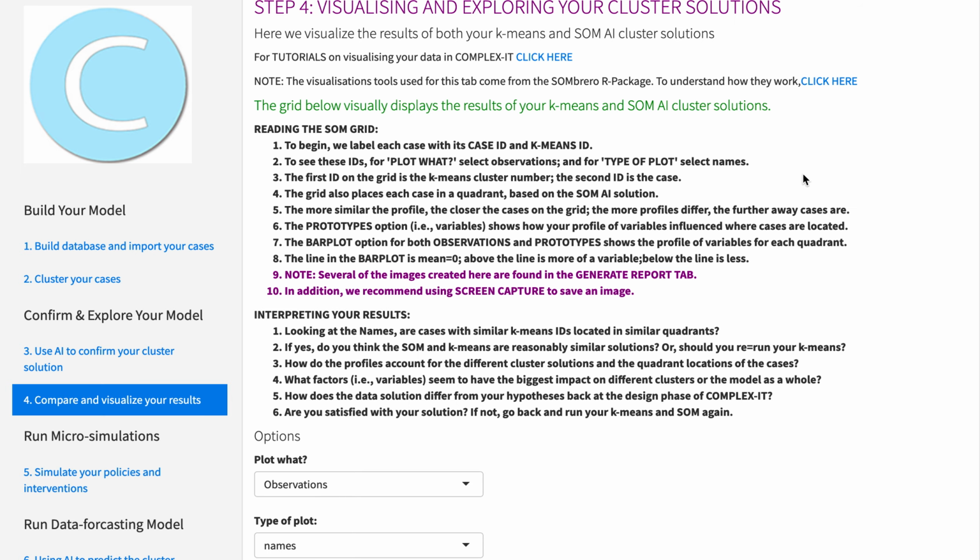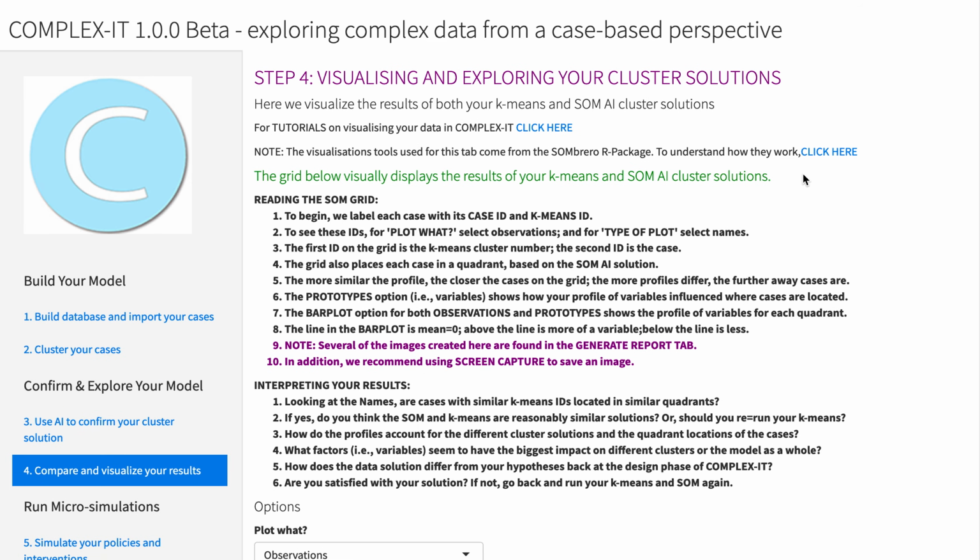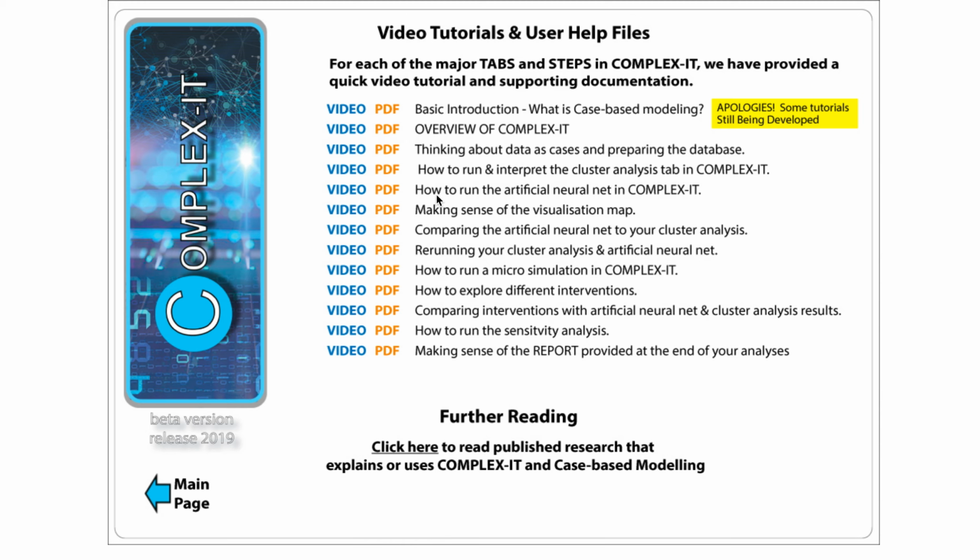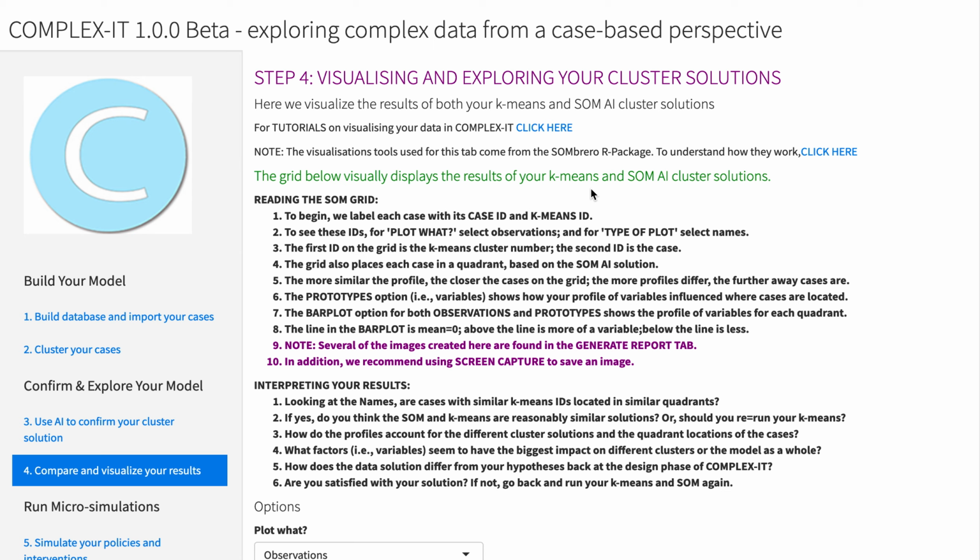The purpose of this video is to provide a slightly more in-depth understanding and investigation into the fourth tab in Complexit on visualizing and exploring your cluster solutions. If you recall, we already have a video on how to run the artificial neural net, the self-organizing map, and also a basic video that talks about this fourth tab. But there are a lot more nuances that need to be explored, and so that's what we want to do in this particular video.